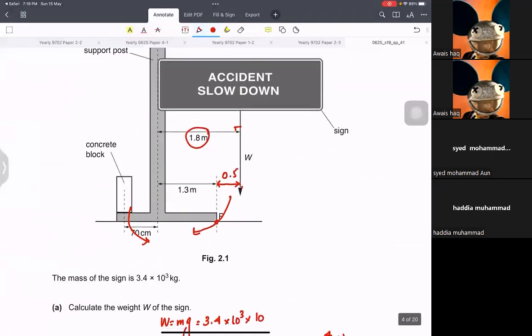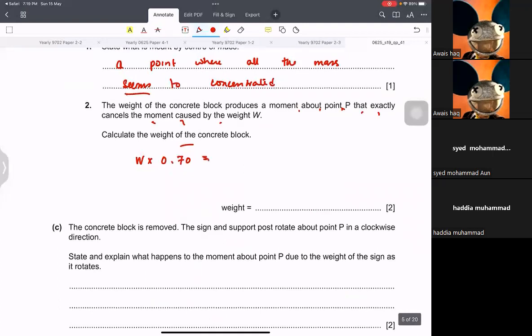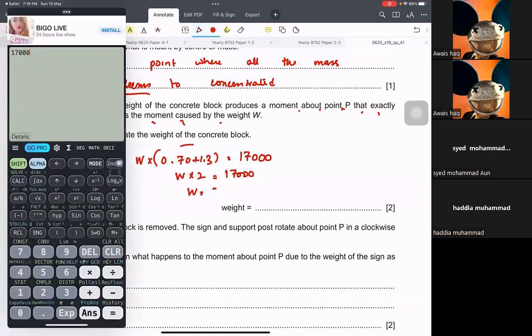Wait. We have to find it out from the center. No, about P, right? Not this. So we have to add this to this. Okay. 0.7 and we have to add 1.3 so that about P comes out and we have 17,000 on the other side. So this is W times 2 and W will be 17 divided by 2 is 8,500 newtons.